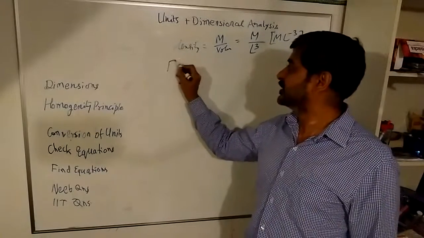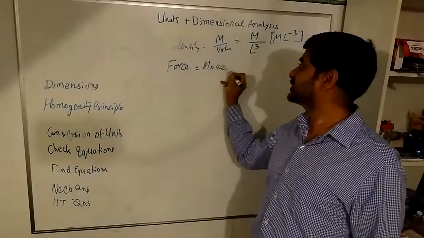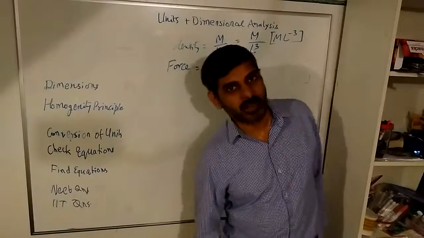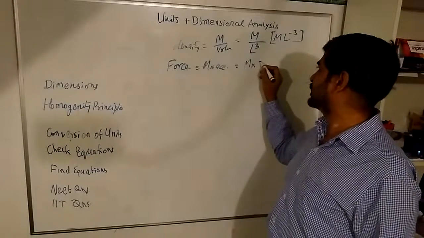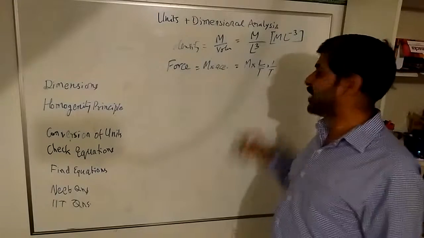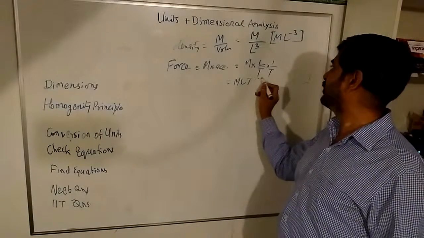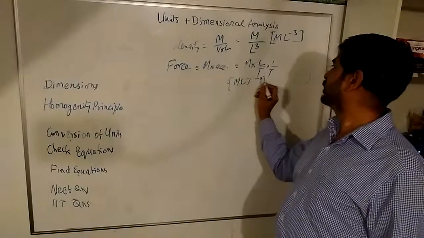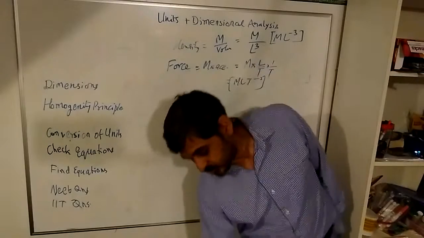Next would be force. Force is defined as mass into acceleration, and acceleration is the rate of change of velocity, that is velocity divided by time. This will become M L T to the power of -2, because L T to the power -1 into T to the power -1 goes up and becomes M L T to the power of -2.